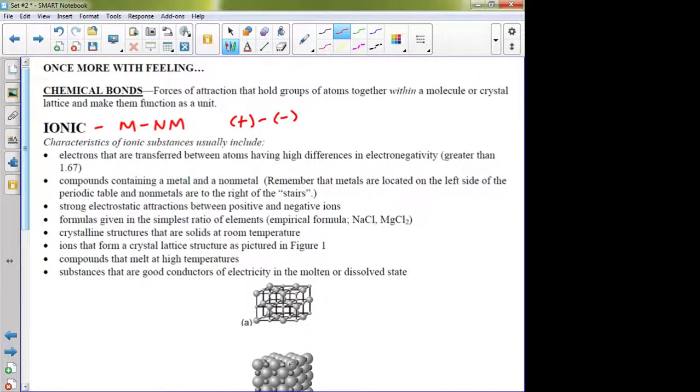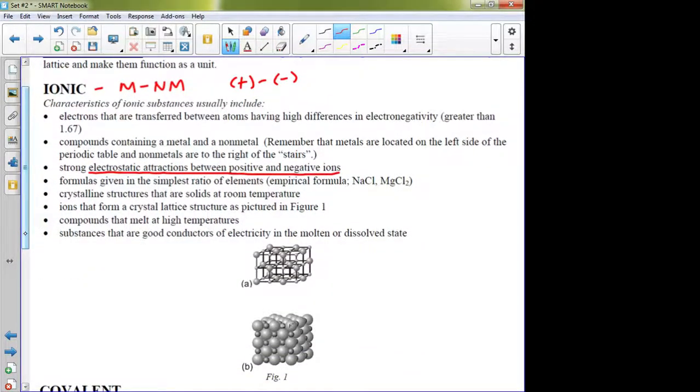Okay? Because that is what makes something ionic, the electrostatic attraction between the positive and the negative ions. Remember, when they bond, they form a crystal lattice structure, so that makes them solid at room temperature. Because of this lattice, we're not going to count up all the sodium and chloride ions that make up that lattice. So we just write them in the simplest ratio of elements, like NaCl, where we're only showing 1 sodium and 1 chloride.